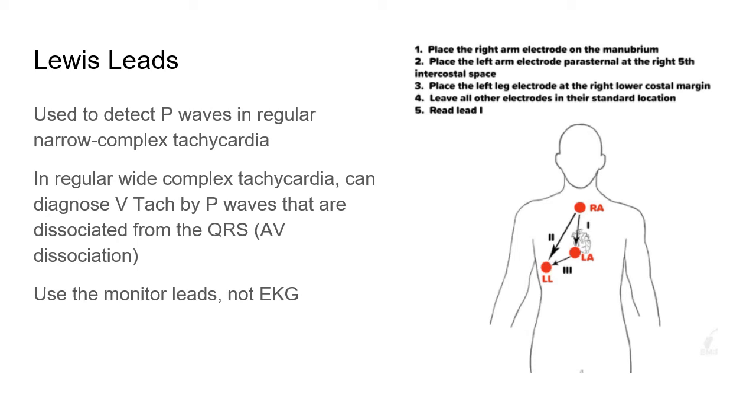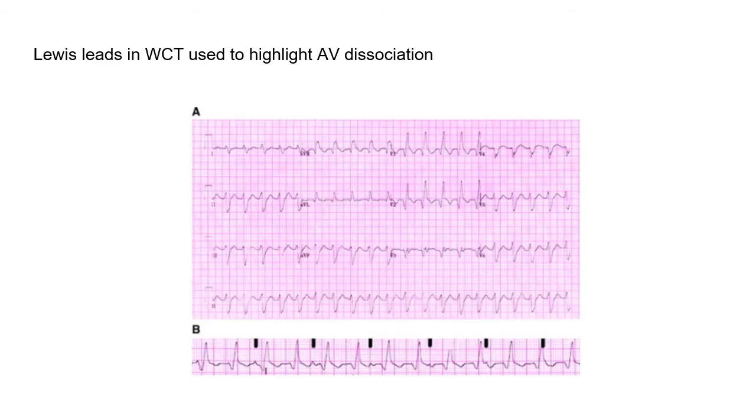And then we look at lead 1. If you do this, sometimes you can pick up the P waves, and so in a regular wide complex tachycardia, you can sometimes diagnose Vtac because you see the P waves that are dissociated from the QRS, so you have that AV dissociation. So we'll take a look at this.